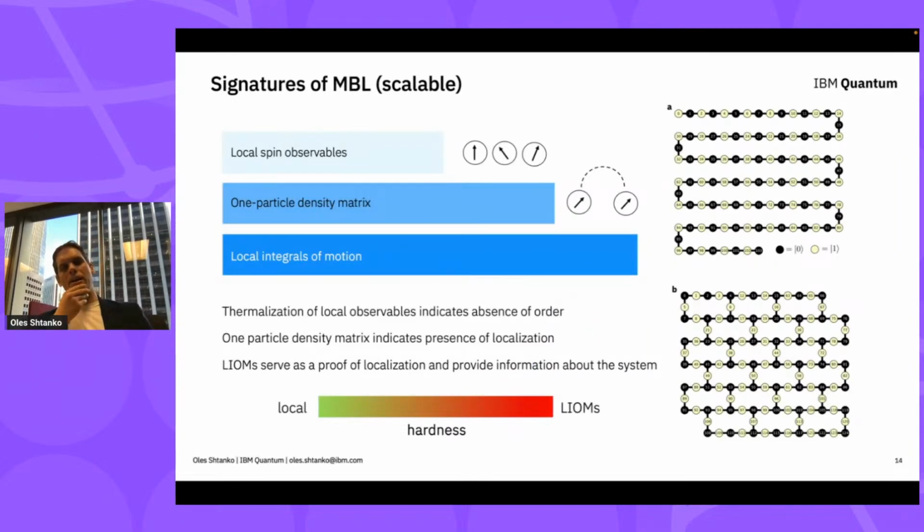Okay, so let's go back to local signatures. The second signature, or scalable signatures, is the one-particle density matrix, and it's essentially correlation between spins. I'll stop on this in a brief moment and explain why it's important. The final measure, which is the main goal of our project, is defining local integrals of motion. As you go from local spin measurements to local integrals of motion, you increase the complexity of your experiment and the hardness of obtaining these results, but you also increase what you gain about the system and confidence that the system is in an MBL regime.